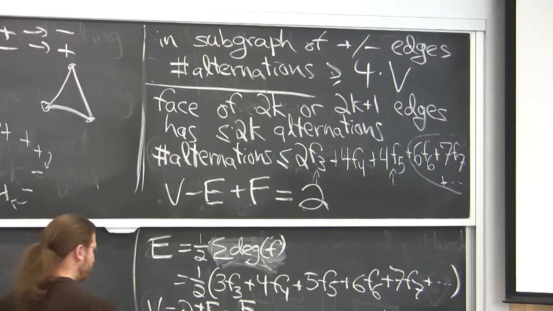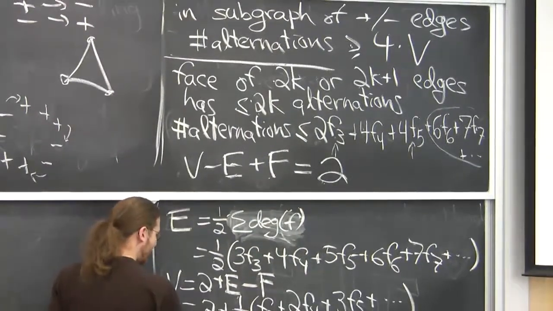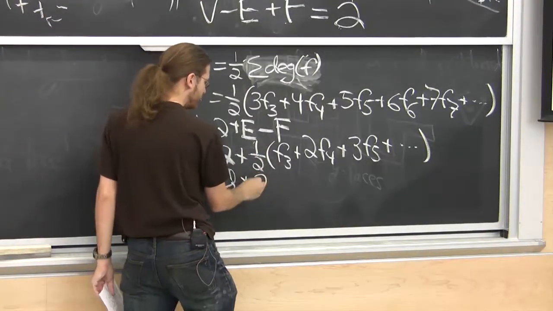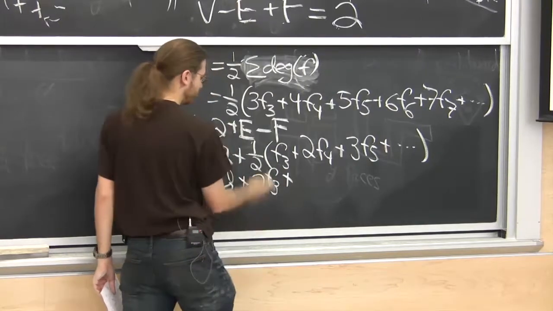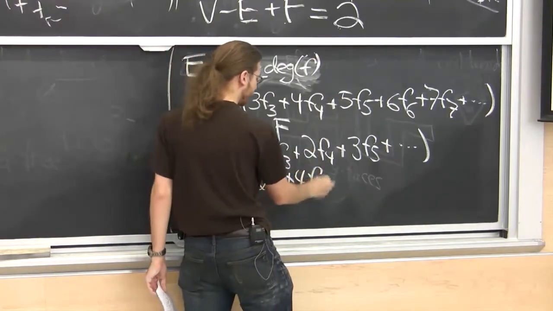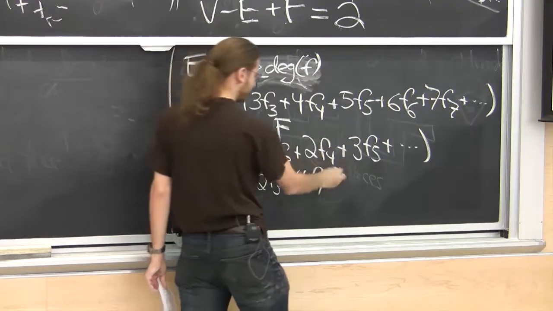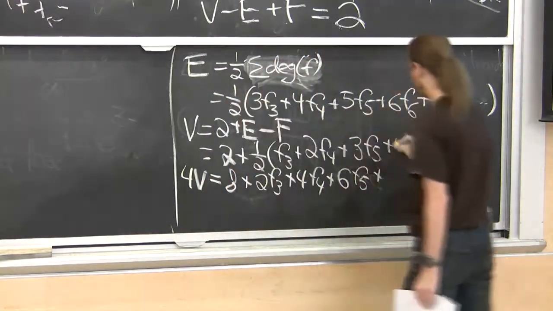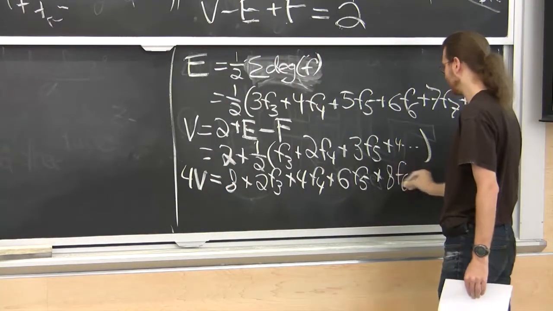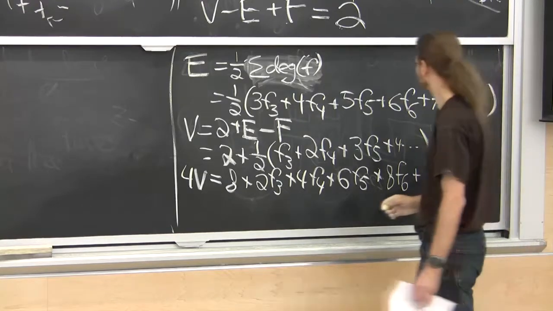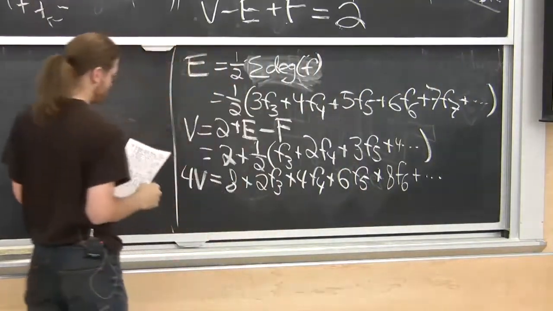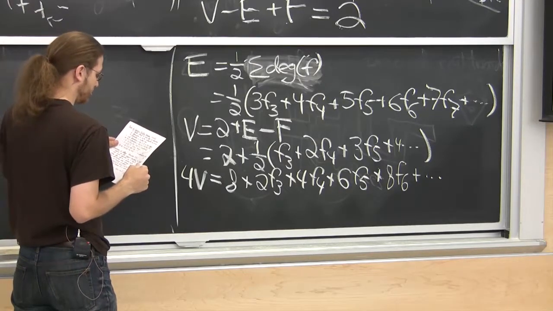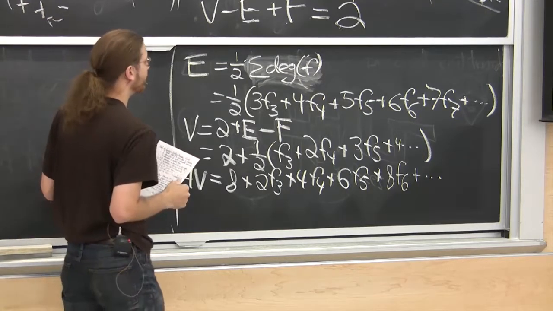So I can get a formula for 4V here, right? 4V is going to be 8 plus, this is going to be like 2. So I get 2 F3 plus, oh boy, 1 times 4 times F4 plus, just double these numbers, 6 times F5 plus, what's the next one, 8 times F6, and so on. All right. Yes.